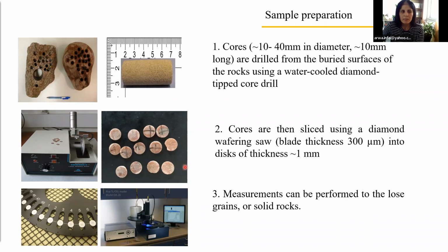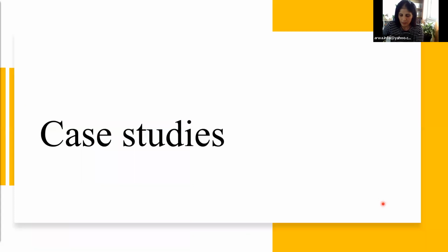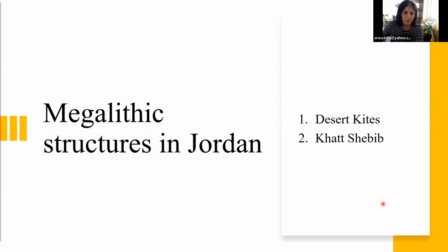Or in some cases, scientists convert these solid rocks into grains to separate feldspars from quartz grains, to be more accurate and precise in their measurements for the signal they are targeting. Now, the case studies that I will present for rock surface dating. First, I will present two studies of the megalithic structures in Jordan.